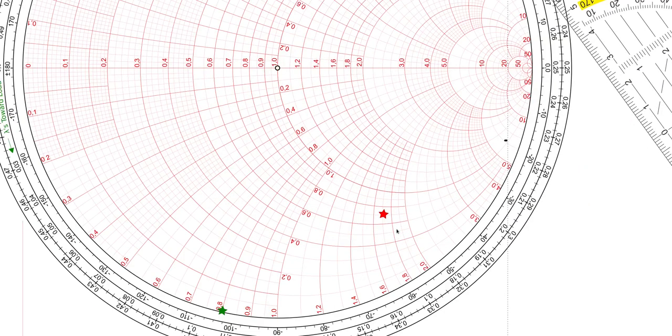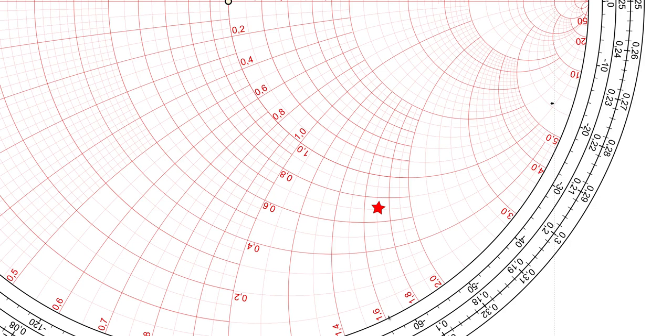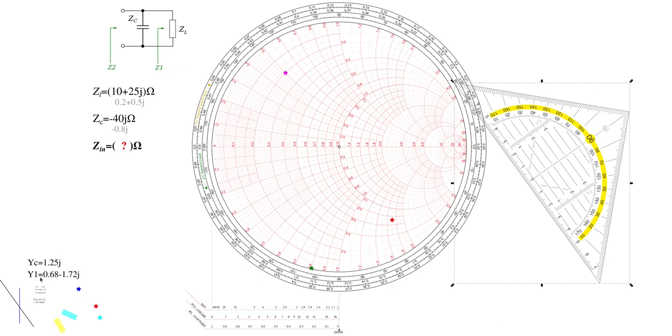Let's take a look where it is. So the mirrored point is somewhere at a real part, the circle, which is 0.6, 0.7. So it's, I would say 0.7, something like that. And the imaginary part is somewhere here. It's a little bit above 1.7. So let's say about 0.7 minus 1.7 J. And so the value I calculated before is something like that. So I get a Y value, which is 0.68 minus 1.72 J. We can read off that point here.